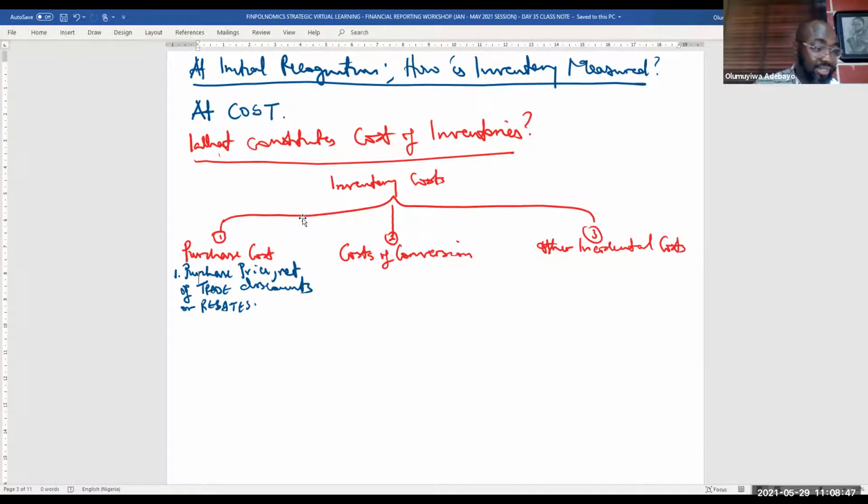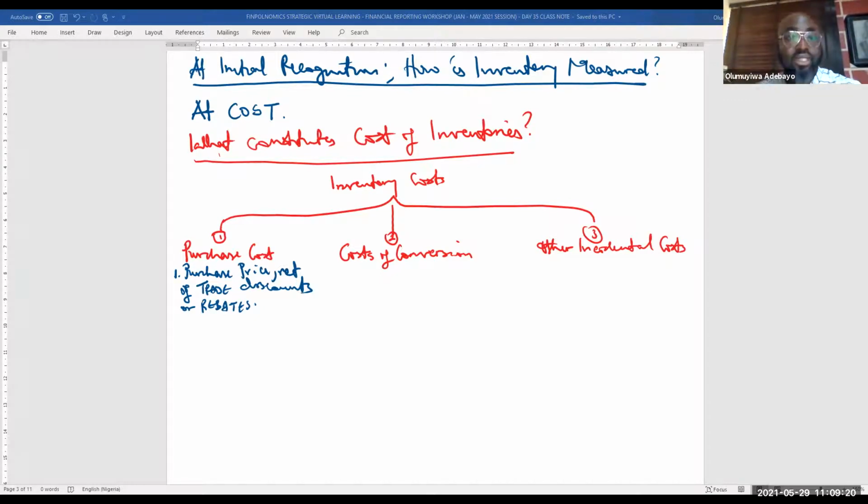Does that make sense? Now, why I'm emphasizing this is because the requirement of the standard is that it is a trade discount and not the cash discount that will be deducted in the course of determining the net purchase price. Does that answer our queries now?